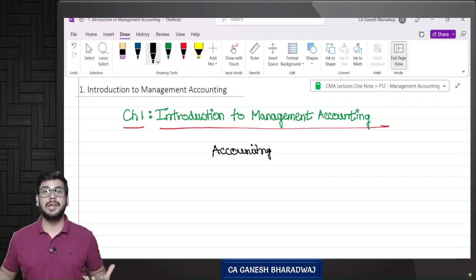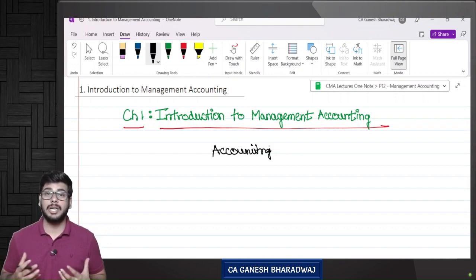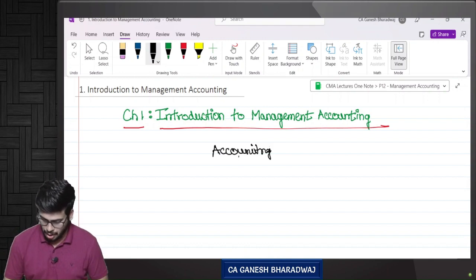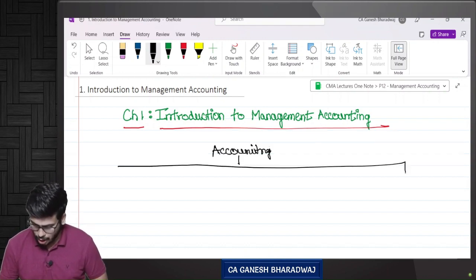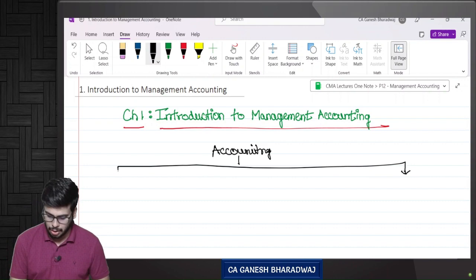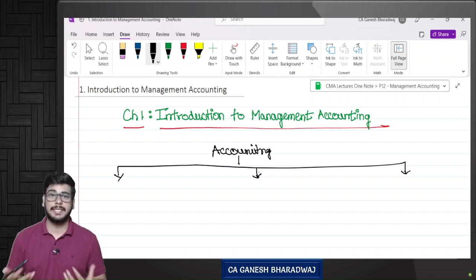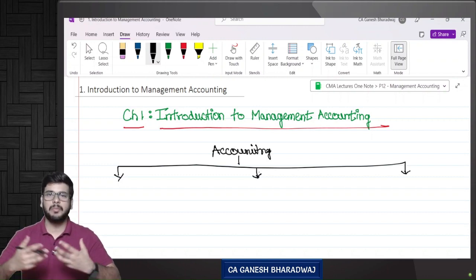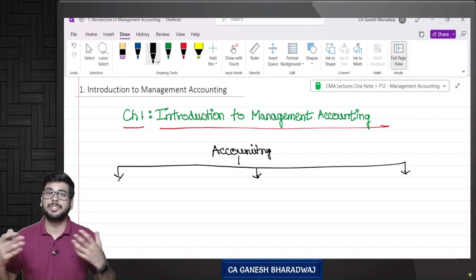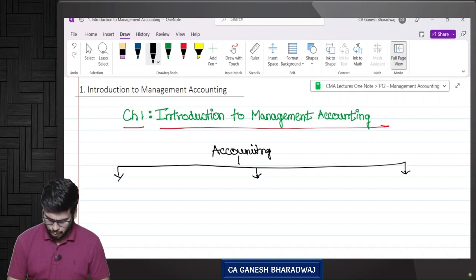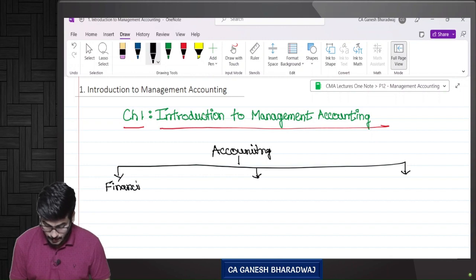There are multiple legs to accounting. There are broadly 3 classifications, or broadly there are 3 branches of accounting that you need to know. So accounting is not just financial accounting. Accounting broadly has 3 classifications or 3 branches, 3 disciplines. They call it disciplines of accounting. Disciplines means multiple lines, multiple streams of accounting are there. Of course, the one is financial accounting.